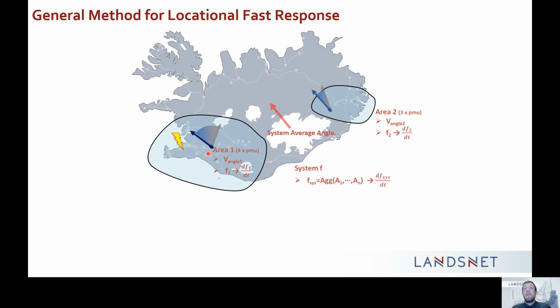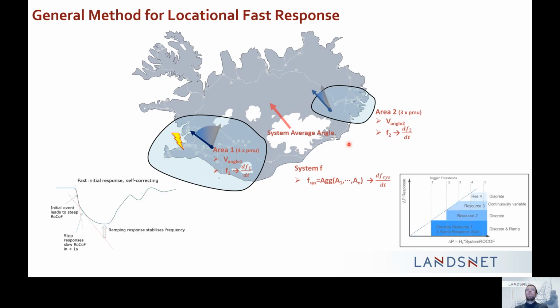From each region, we can then create an equivalent voltage phasor for that area, a frequency and a rate of change of frequency signal for each region. Then we can add multiple regions. At first, we just looked at these two main regions because that was the main interest, given the resources we were able to control within those regions. And then from the regions, you can make the system average angle. It's just aggregating the number of regions together.